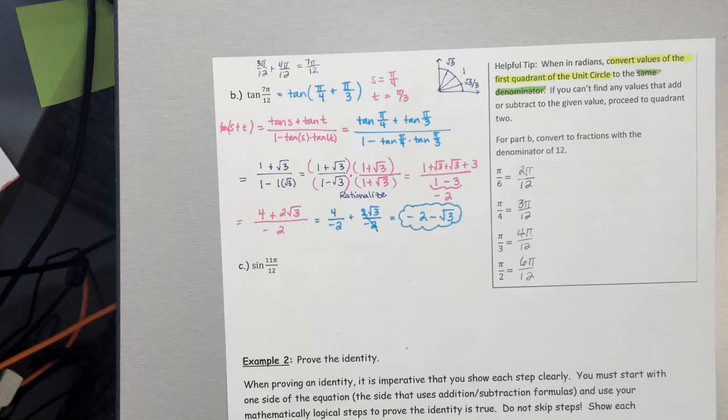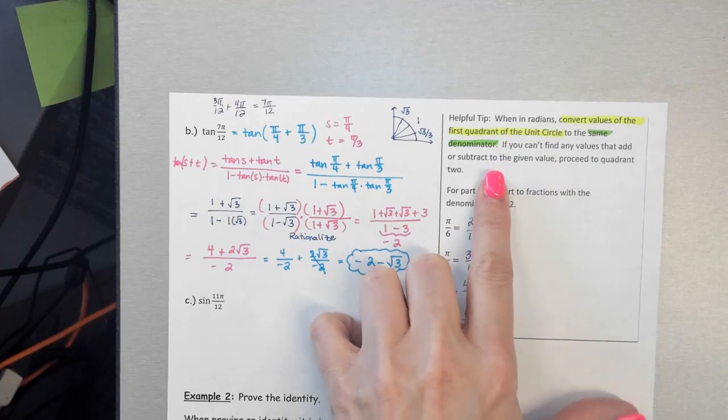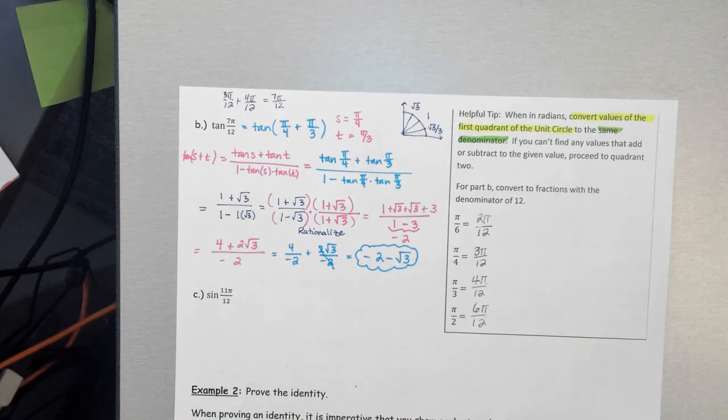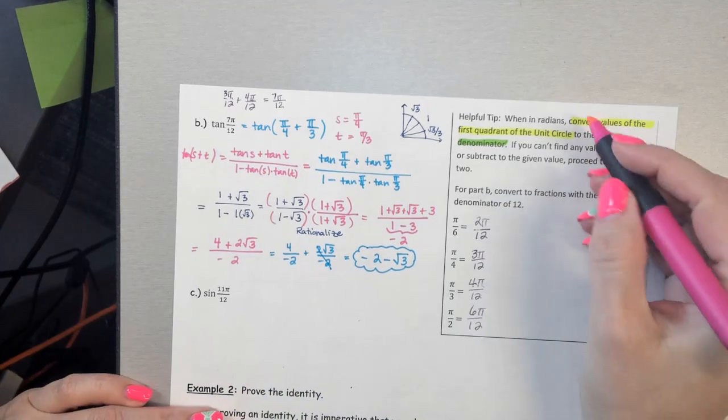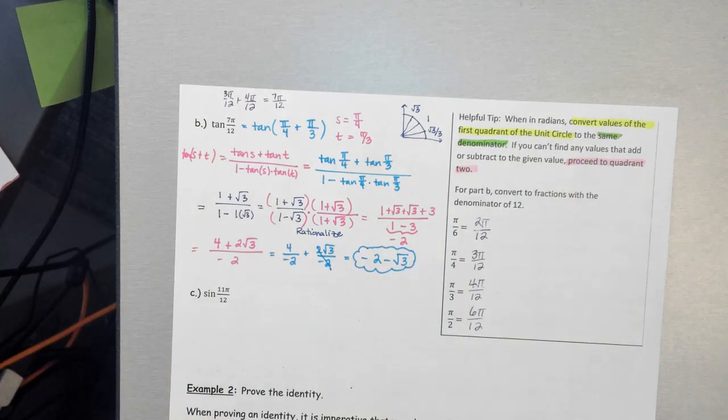All right, and then when you're starting part C, it's 11 pi over 12. So we've already converted everything to over 12. But the two largest ones are 4 and 6, and those only add to 10. So what this says here is if you can't find any values that add or subtract to the given value, now we're going to proceed to quadrant 2. What's the first value in quadrant 2? Two pi over 3 is correct.